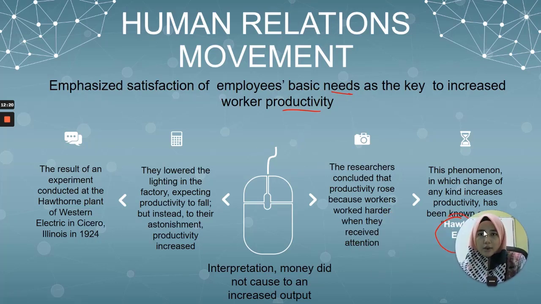Hawthorne effect ni dia ada jalankan satu eksperimen dekat satu pelan lah, atau kita panggil satu kilang. So what the management did is dia rendahkan lighting in the factory, expecting the productivity to fail. Lighting tu maknanya pencahayaan. Jadi macam kita lah, bila kita berada dalam kondusif yang tidak selesa, kita rasa macam productivity tu tidak berjalan dengan baik lah, kita tak dapat perform dengan baik.